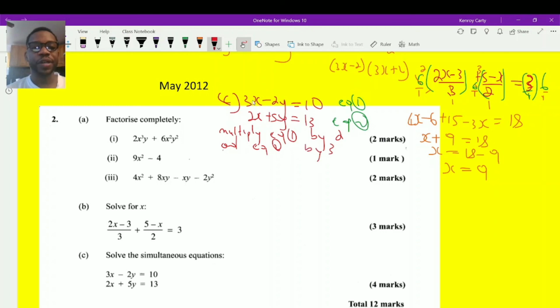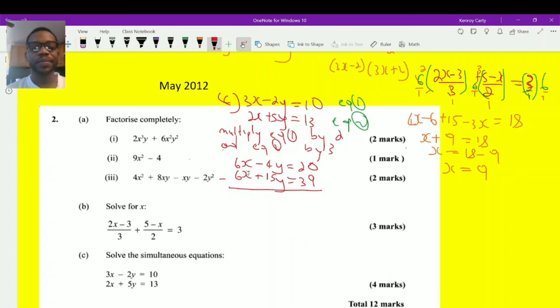So if you multiply all equation 1 by 2, 2 times 3x is going to give you 6x. 2 times negative 2y is going to give you negative 4y. 2 times 10 is going to give you 20. Now multiply equation 2 by 3. 3 times 2x, 6x. 3 times 5, positive 15y. 3 times 13, 39. And of course, you subtract, because the signs are the same.